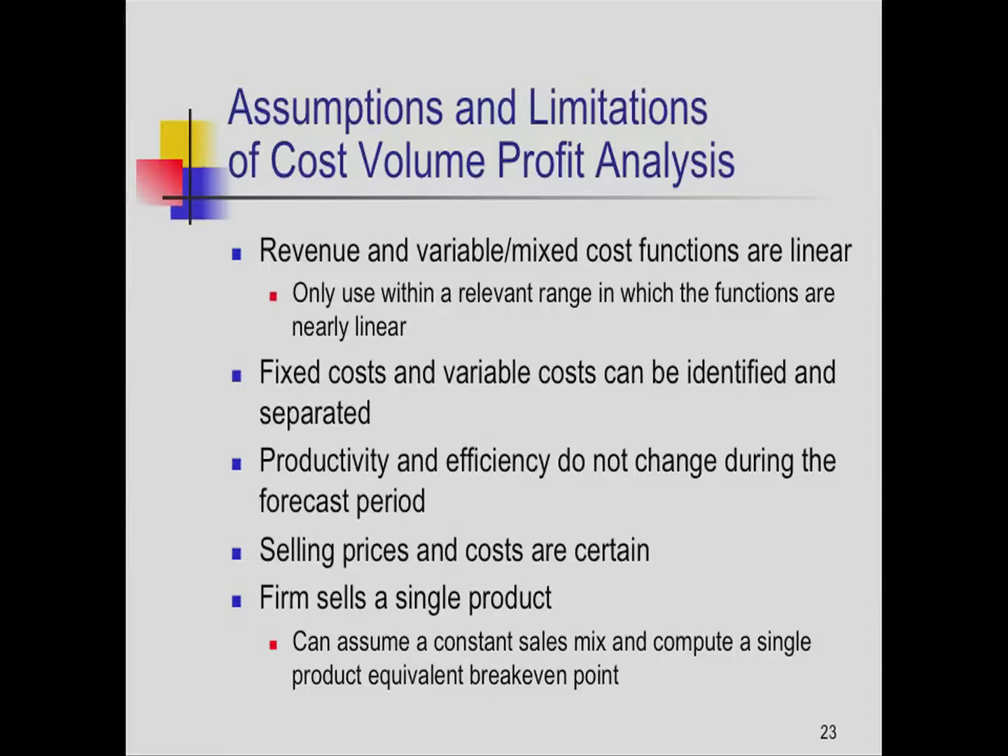Like anything, cost, volume, profit is wonderful, but there are some limitations. I'll let you take it from here, Gary, while I distribute. Well, we've talked about most of these limitations. First of all, we're assuming that the revenue and the cost behavior is linear. That means that, again, the selling price stays the same, that the variable costs are fixed per unit, and the fixed costs are fixed in total. We also assume that the fixed and variable costs can be identified and separated. So we can actually figure out what they are, and then we can use those to predict. So all that stuff about estimating costs is really important. You have to have that before you can do this.